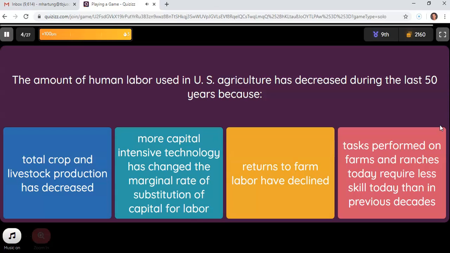The amount of human labor used in U.S. agriculture has decreased during the last 50 years because more capital-intensive technology has changed the marginal rate of substitution of capital for labor. This one sounds best. More equipment, especially tractors, specialized tractors.